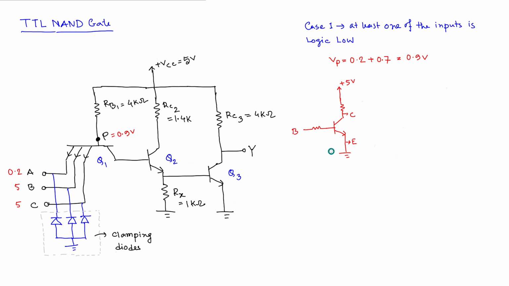Now the thing is, we know that whenever this base to emitter junction has to be forward biased, the voltage required is 0.7, right? And after that, the device goes into active mode, and if we keep increasing the voltage at the base, what happens? The base current IB increases, so does the collector current, and as a result, if the collector current increases, the resistance drop here increases, which reduces the collector voltage.